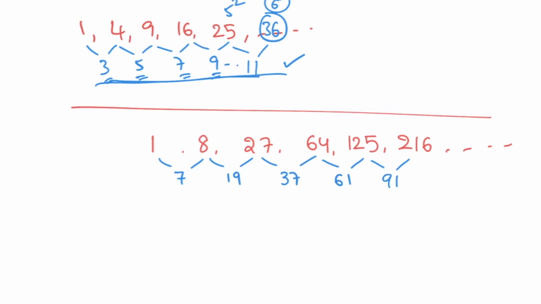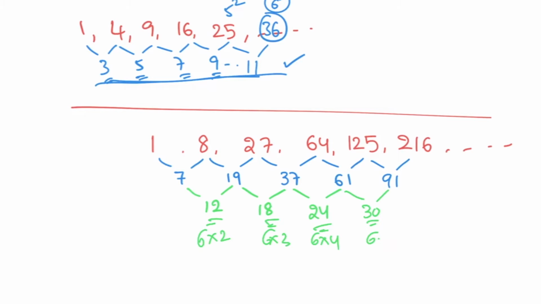No. And if you find difference of differences, 7, 19, difference is 12. 19, 37, difference is 18. 37, 61, difference is 24. 61, 91, difference is 30. If you find differences of differences, 12, 18, 24, 30, they have a pattern. 6 into 2, 6 into 3, 6 into 4, 6 into 5, 30. So in the same way, next difference must be 6 into 6, that is 36.